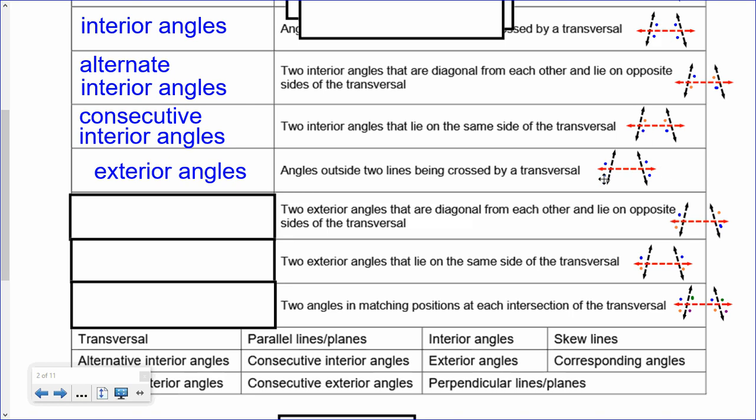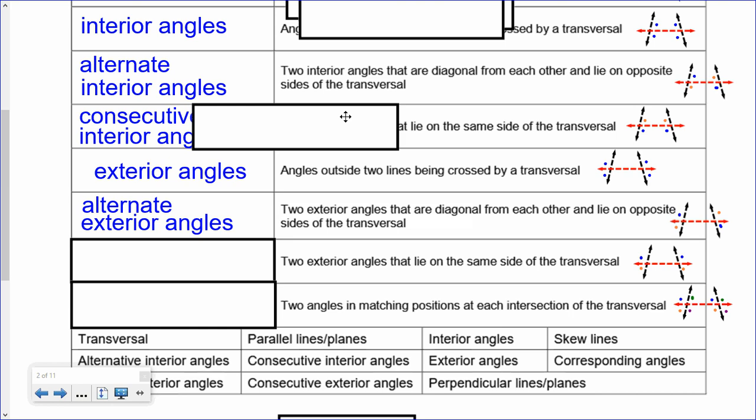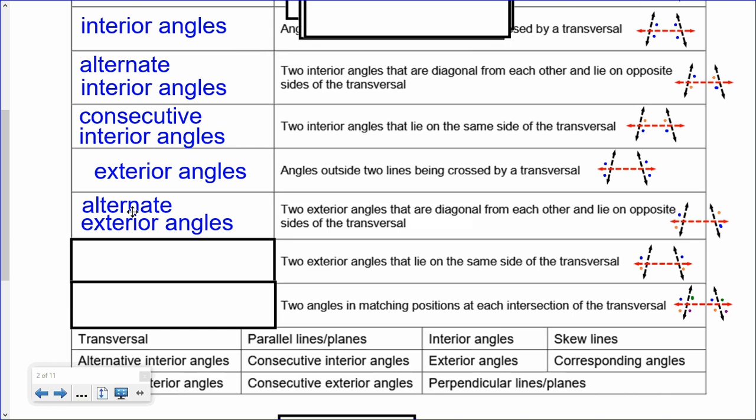Inside versus outside. We're going to see the two types of angles we saw before again, but we're going to do the exterior version now. So we had alternate interior, now we have alternate exterior. So again, it's going to be two exterior angles that are diagonal from each other on opposite sides of the transversal.